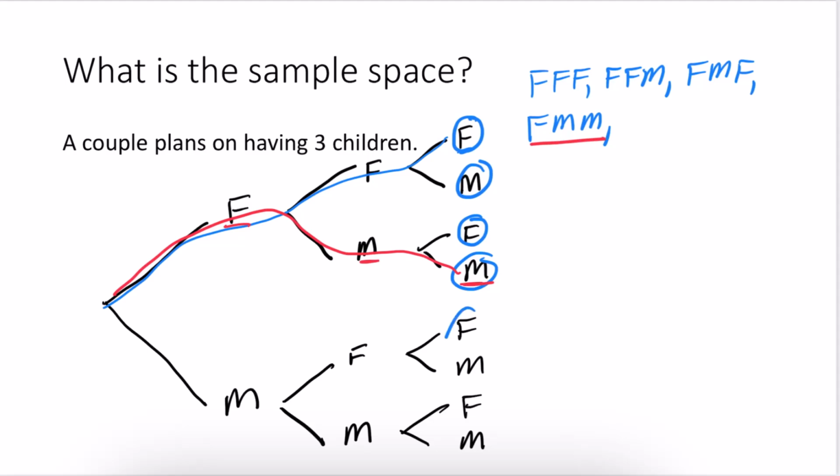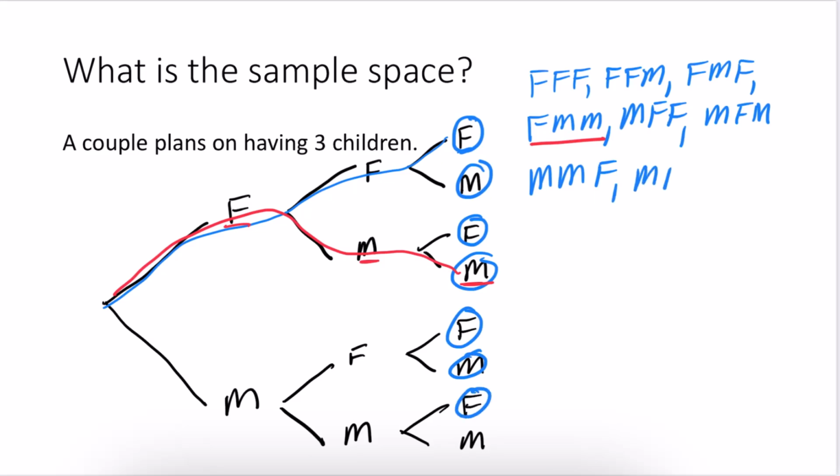Then this one would be a male and then 2 females, and then a male and a female and a male. That would be this one. And then a male, male, and a female. That would be this branch. And then the last one would be having all boys. And so this list right here would be the sample space of a couple who's planning to have 3 children.